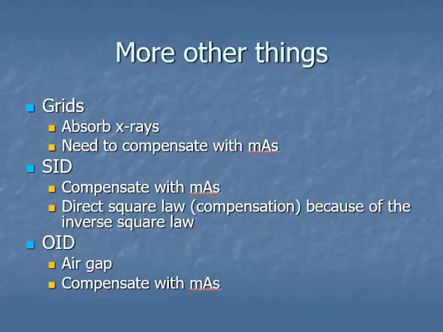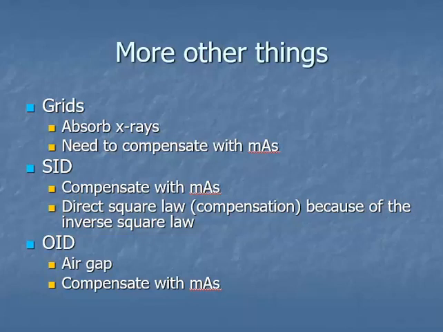So grids, the reason they change your histogram is because they absorb X-rays of all types, but they absorb primarily scatter radiation. So they're going to increase the differences between the highs and the lows on your histogram. So we need to compensate for grid use with mAs. With SID, we also need to compensate with mAs. Just to review, the inverse square law is change in intensity, as opposed to the direct square law, which is technique compensation for changes in distance.